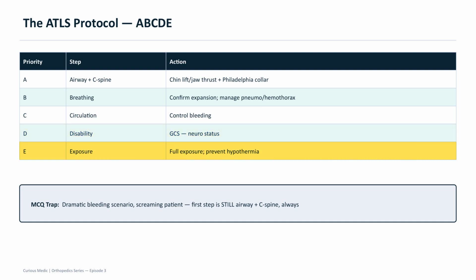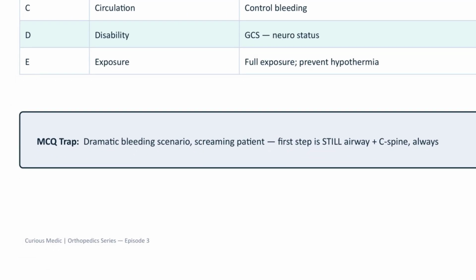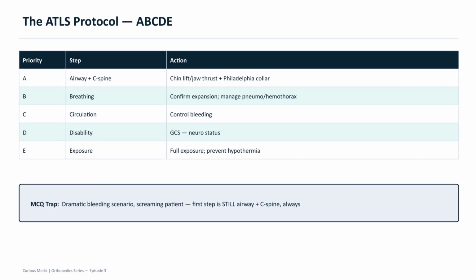E is exposure and environment. Cut all clothes off and fully expose the patient to find every injury. Then immediately cover the patient to prevent hypothermia, which is one of the deadly triad in trauma along with acidosis and coagulopathy. Now here is the most important MCQ trap around ATLS.